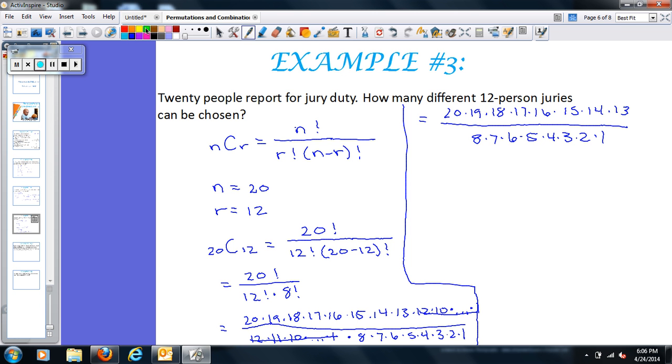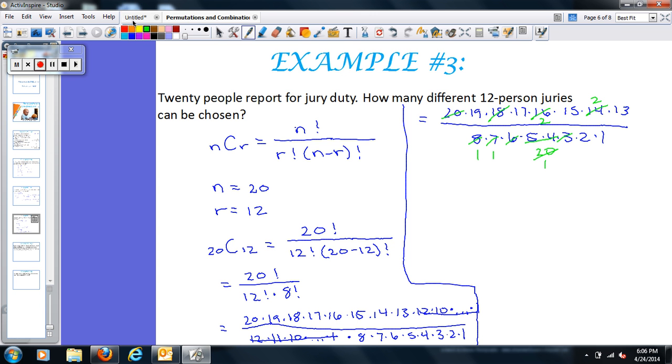Okay? So now I have some stuff left. I'm going to go ahead and do some more canceling. For example, 5 times 4 is 20. 20 will cancel with 20. Okay? I have 8 will cancel with 16. The 8 becomes a 1. The 16 becomes a 2. I have that 7 and 14 will cancel. 14 becomes 2. 7 becomes 1. 6 times 3 is 18. That'll cancel with this 18.